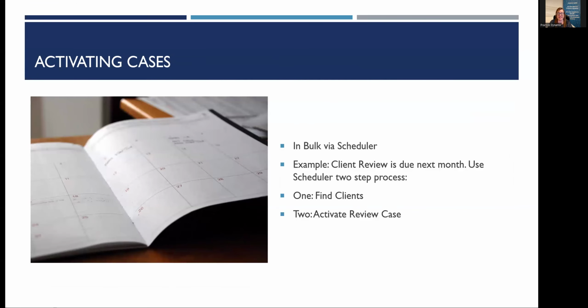When you're looking at cases to activate in bulk, we recommend the scheduler area. For example, if you've got clients coming up for a review and you have a review workflow process, you could use Scheduler with a two-step schedule. Step 1, find clients due next month. Step 2, activate the review case. And you could kick that off at the start of each month, so it automatically rolls out the new cases each month for all of your review clients.